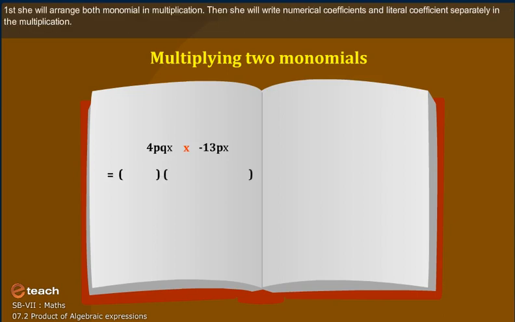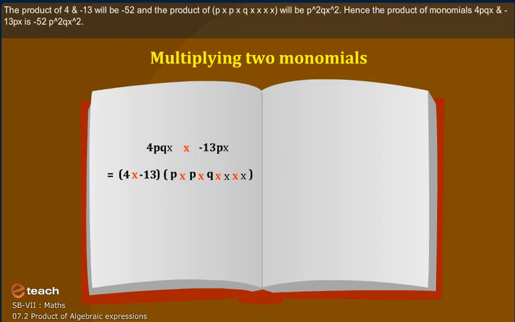First, she will arrange both monomials in multiplication. Then she will write numerical coefficients and literal coefficients separately in the multiplication. The product of 4 and minus 13 will be minus 52. And the product of p into q into x and p into x will be p square q x square. Hence, the product of monomials 4pqx and minus 13px is minus 52p square q x square.